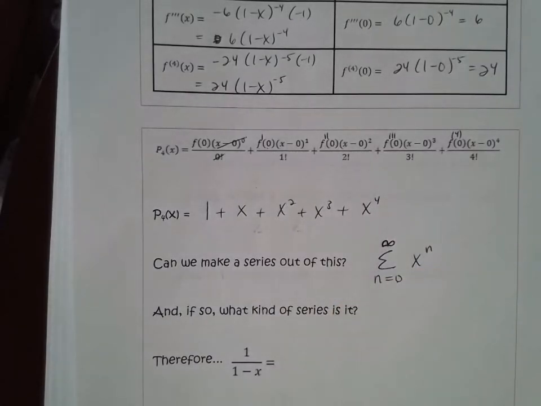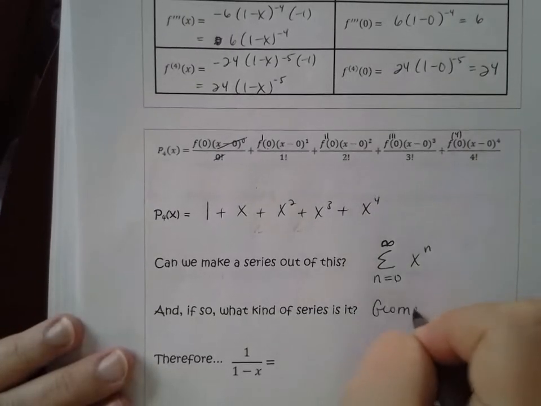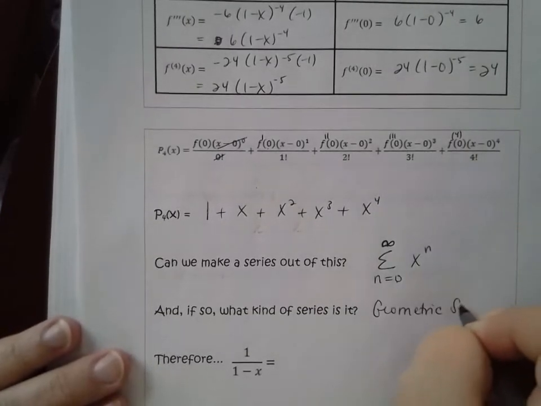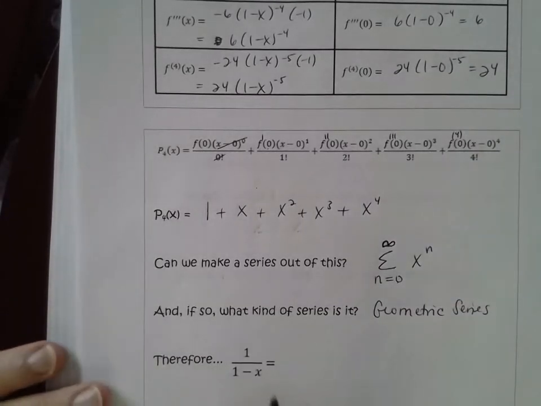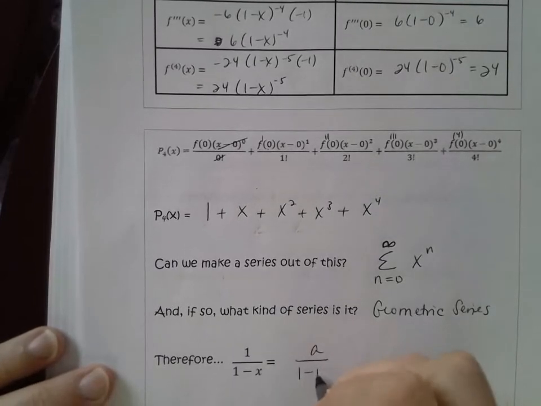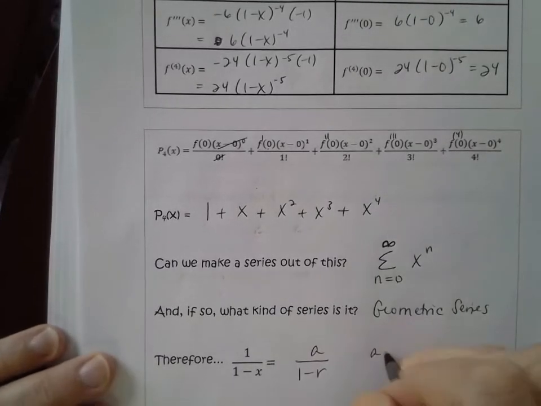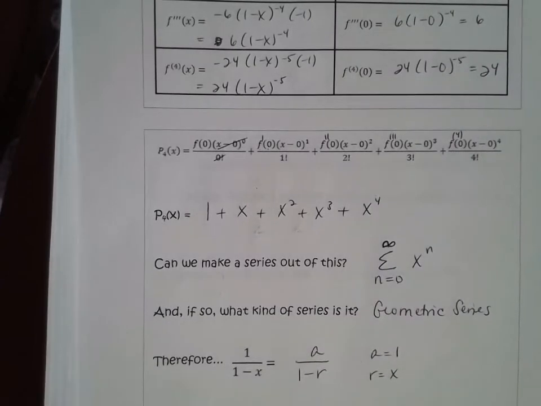So what kind of series is this? This is a geometric series. And 1 over 1 minus x is equal to the sum. So a is 1 and r is x in this case.